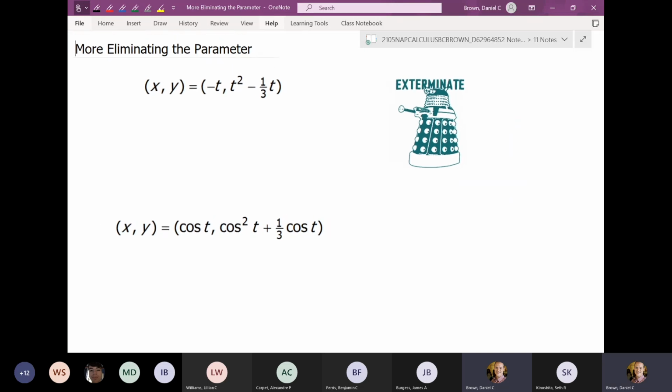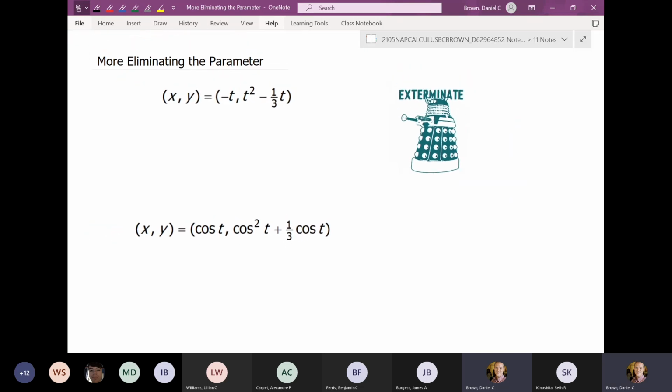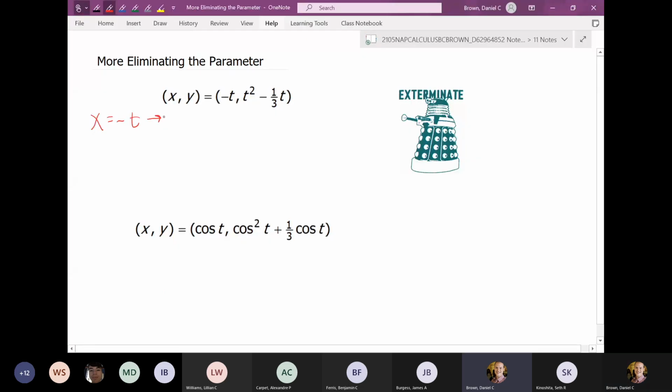So I have x comma y is equal to negative t comma t squared minus 1/3. First step, we want to get the basic shape. How do we get the basic shape? We want to eliminate the parameter. Well, x is equal to negative t, and I often use the x one. Then what does that mean? That means that t is equal to negative x.